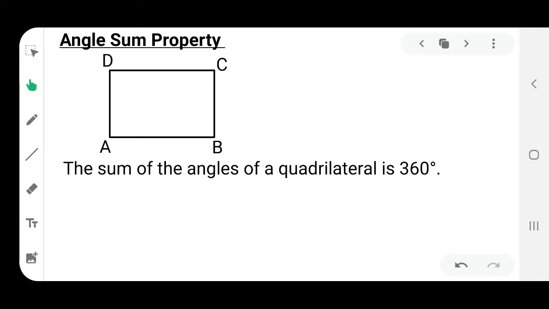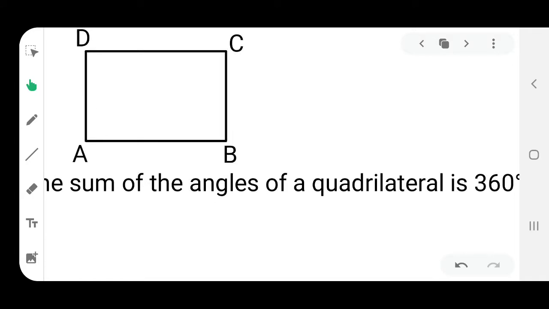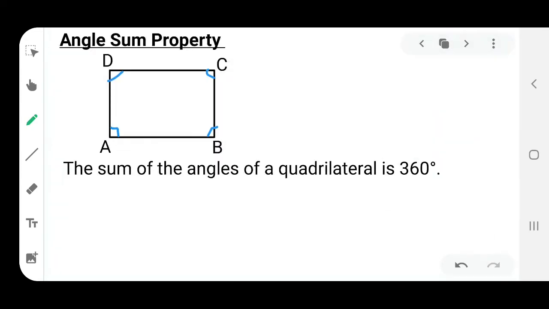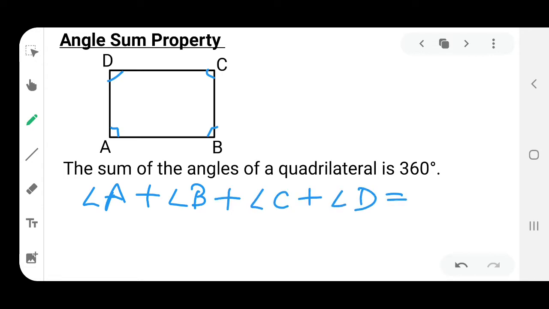It can be of any type, not necessarily a rectangle. It can be a square, a kite shape, or any irregular shape. For any quadrilateral, if we add the four angles, here are the four angles, 1, 2, 3, and 4. Write this down along with me: angle A plus angle B plus angle C plus angle D. The total of this is going to be equal to 360 degrees.